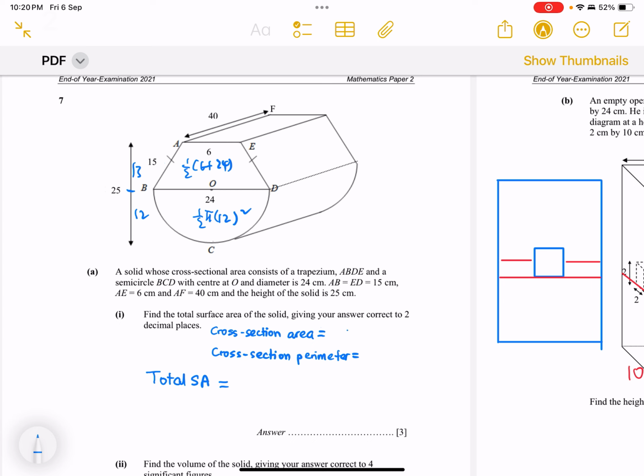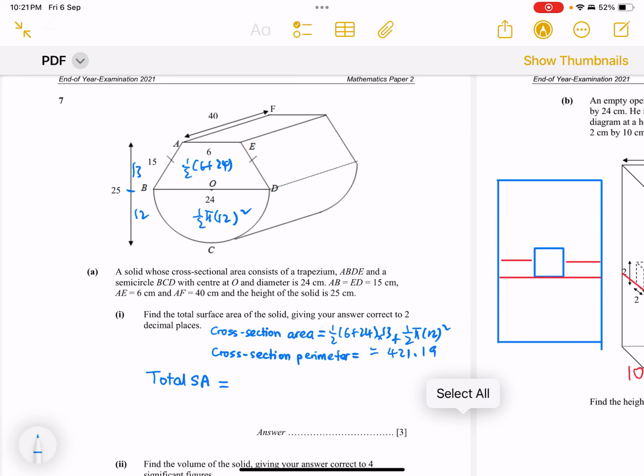So we have the trapezium times the height, which is 13, and plus the half pi r squared. So the area is 421.19, to 5 significant figures.